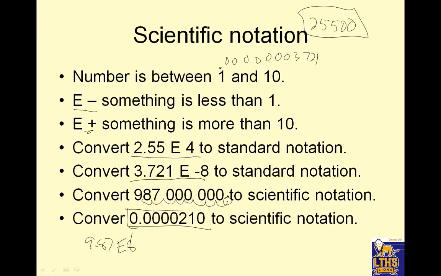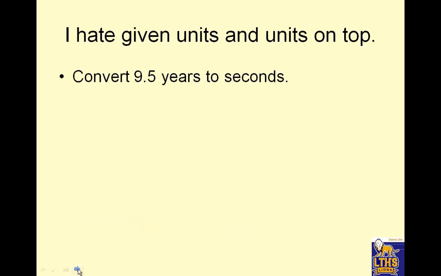This guy right here, move it until it gets to between 1 and 10. 1, 2, 3, 4, 5. 2.1 would be between that. So it's going to be 2.10 E, it's less than 1, so negative 1, 2, 3, 4, 5. Okay, that's how you do it.